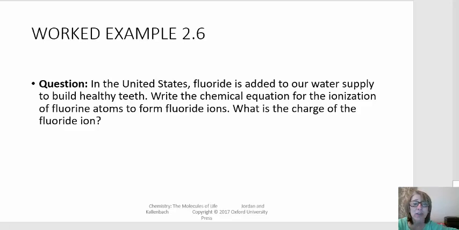In the United States, fluoride is added to our water supply to build healthy teeth. Write the chemical equation for the ionization of fluorine atoms to form fluoride ions. So that means, do we add an electron? Do we lose an electron? And then, what is the charge of the fluoride ion? So I'll give you a minute to work on this.